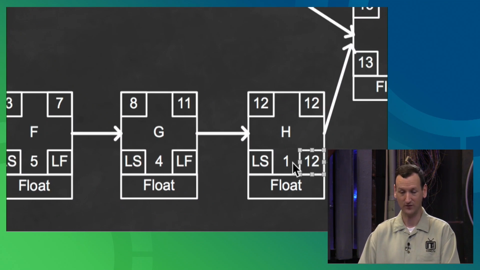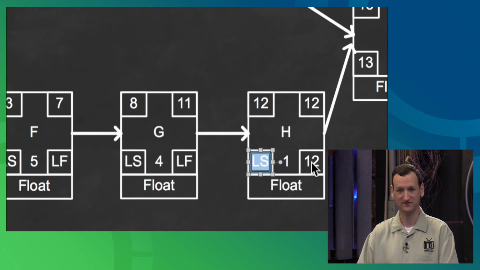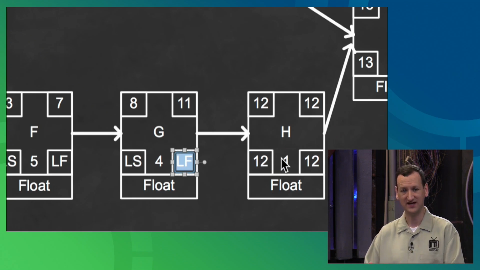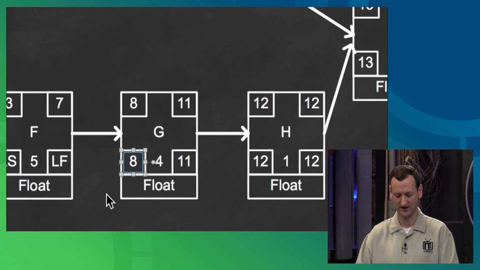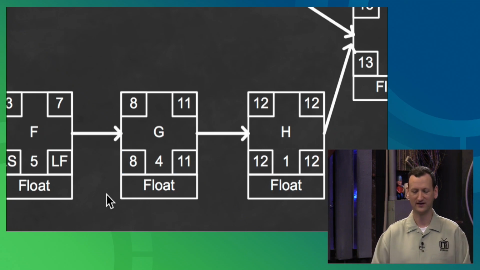Well, I say that. This is a 1-day duration, so if I need it to finish on the 12th, it's going to have to start on the 12th. It's only 1 day. Task G, if I want task H to start on the 12th, I need task G to finish on the 11th, right? And it's a 4-day duration, so if I subtract those 4 days out, I'll get 8. And so now I've got the 8th through the 11th.